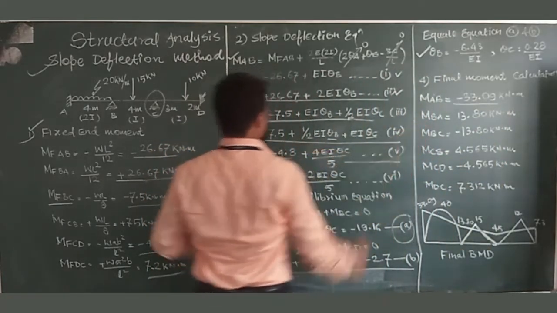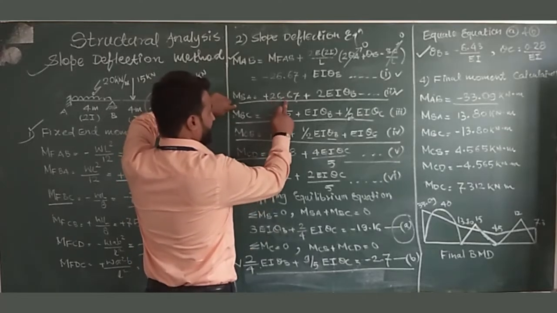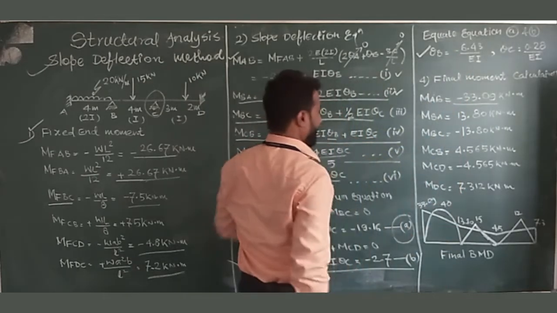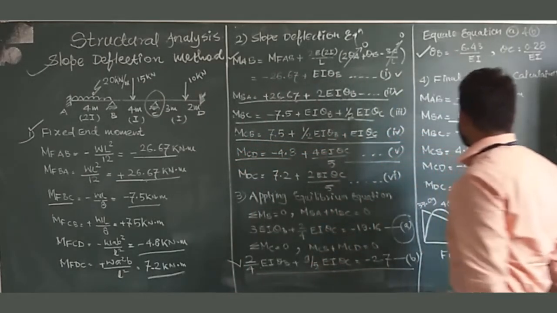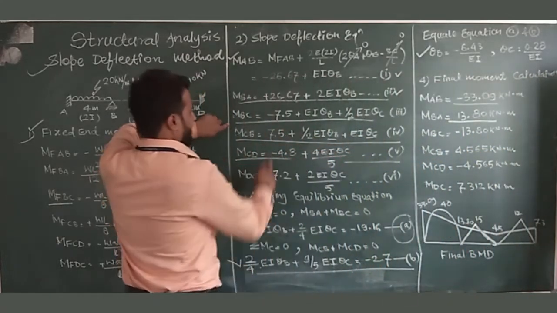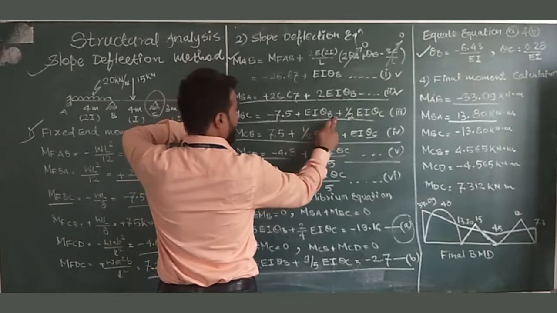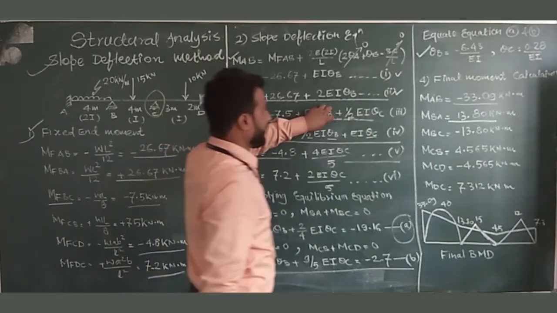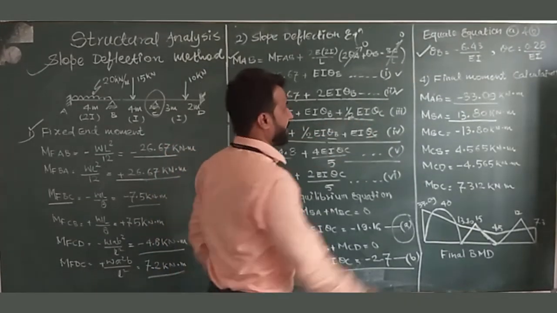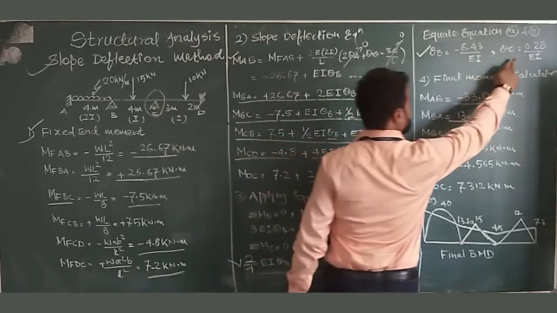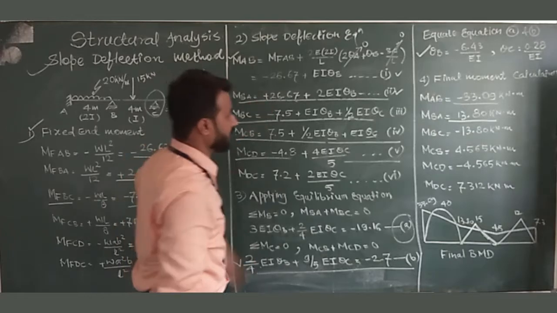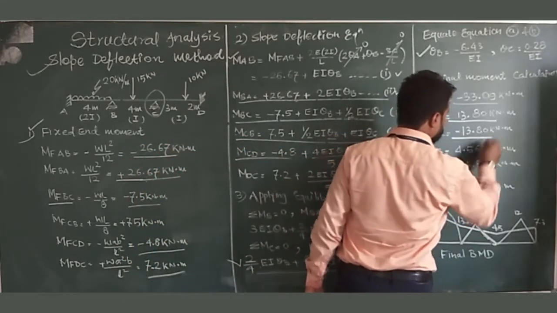Now MBA has this equation, 26.67 plus 2 ER theta B. Put the value of theta B as minus 6.43, and you will get the BA moment as 13.80. Now for BC, the equation is minus 7.5 plus ER theta B plus half ER theta C. Now put the value of theta B as minus 6.43 and theta C as plus 0.28, and in the third equation you will get MBC as minus 13.80.